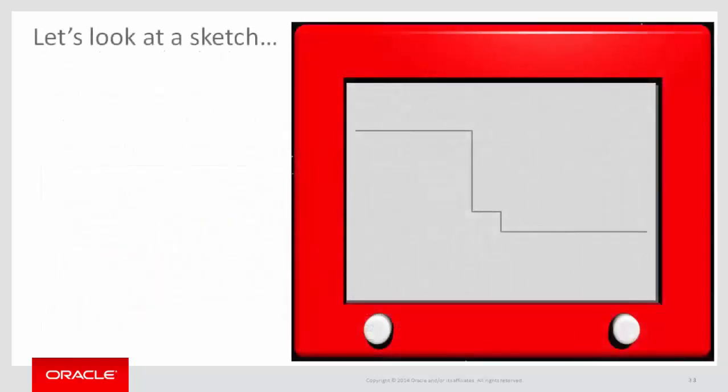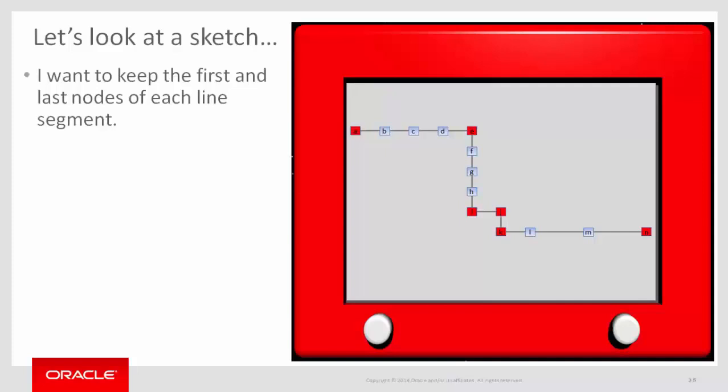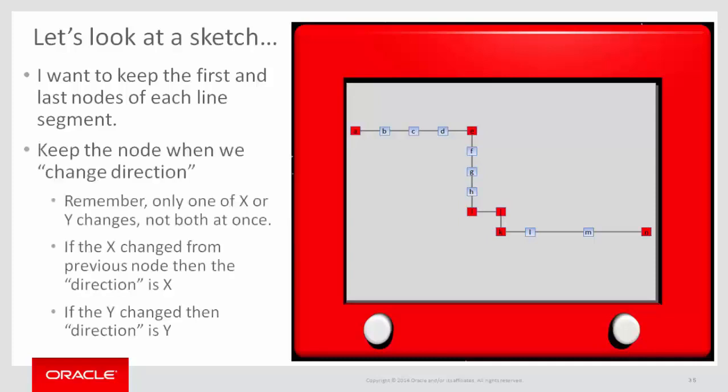Let's look at another sketch. I'm going to throw some points on this sketch, and now, once again, I want to keep the first and last nodes of each line segment. Now, the way that I'm going to conceptualize this, and there are many other ways to look at this, but the way that I want to think about this to make it easier on my head is I'm thinking, I want to keep the node when we kind of change direction. So remember, in this challenge, only one of X or Y can change, not both of them at once. So I'm going to say if the X changed from the previous node, then the direction is X.